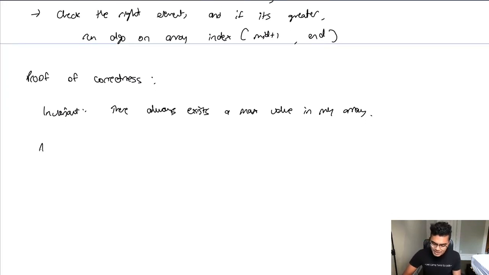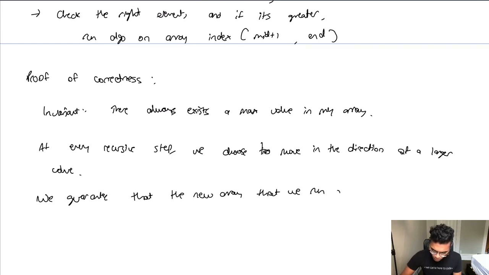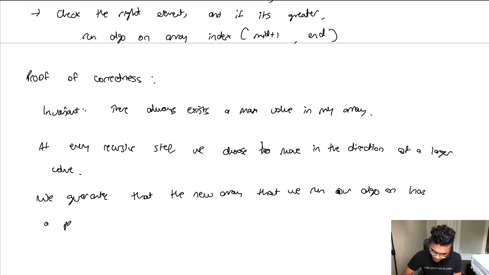And then we can say that at every recursive step, we choose to move in the direction of a larger value. We essentially guarantee that the new array that we run our algorithm on has a peak, right? Because if we're moving in the direction of a larger element, there will be a max value in my array that we can select as a peak.